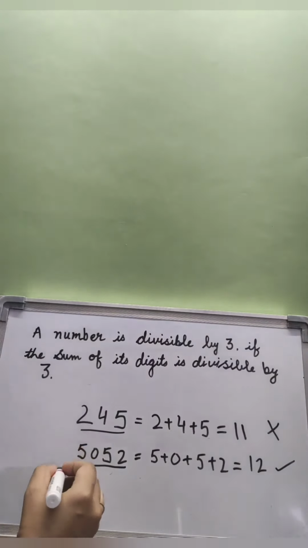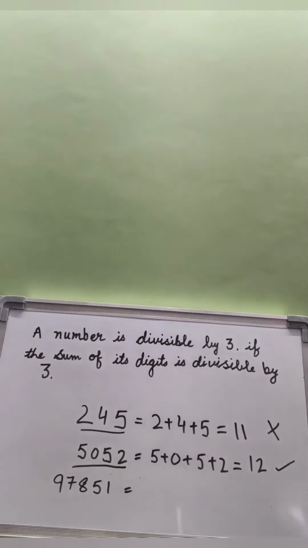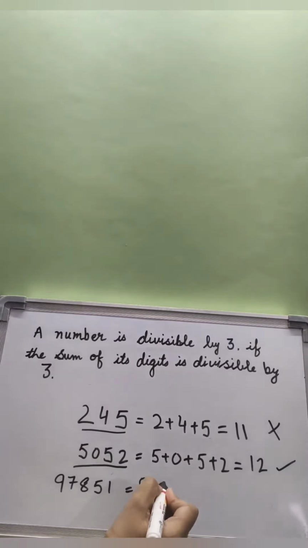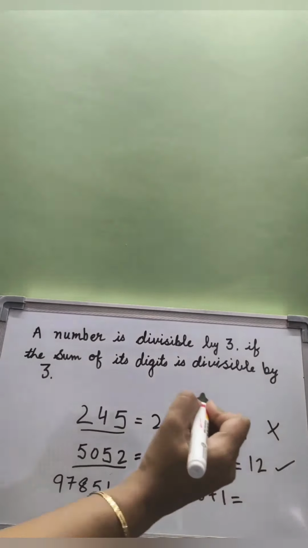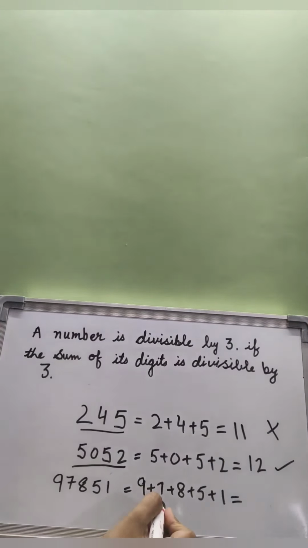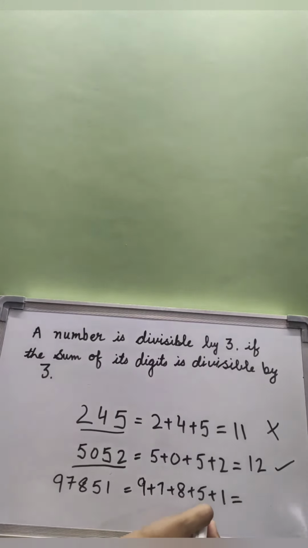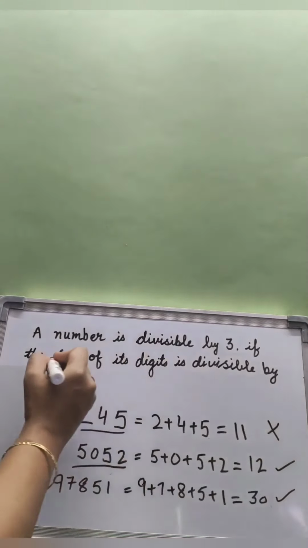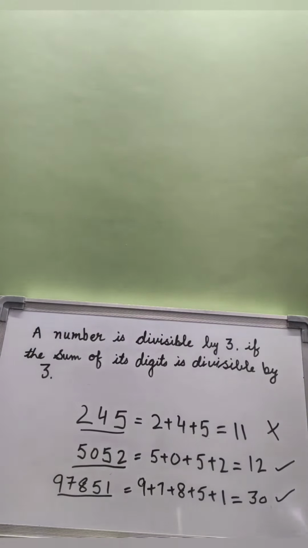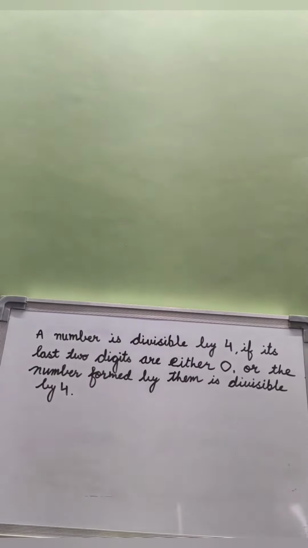Let's take a bigger example, 97,851. So let's add 9 plus 7 plus 8 plus 5 plus 1. 9 plus 7 is 16. 16 plus 8 is 24. 24 plus 5 is 29. 29 plus 1 is 30. 30 is divisible by 3. So that means 97,851 is divisible by 3.